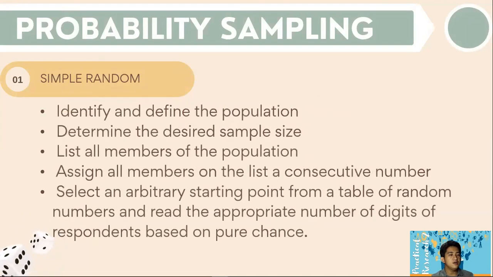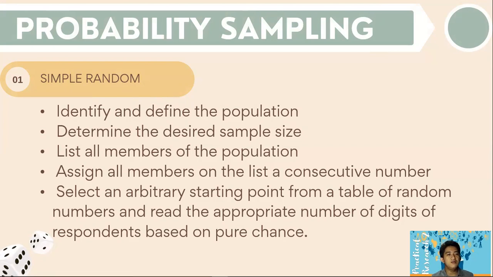So when we conduct simple random sampling, we can follow this procedure. First, we identify and define the population. Then determine the desired sample size. Then list all members of the population. After that, you assign all members on the list a consecutive number. Then select an arbitrary starting point from a table of random numbers and read the appropriate number of digits of respondents based on pure chance.